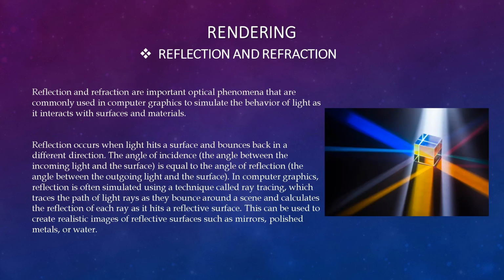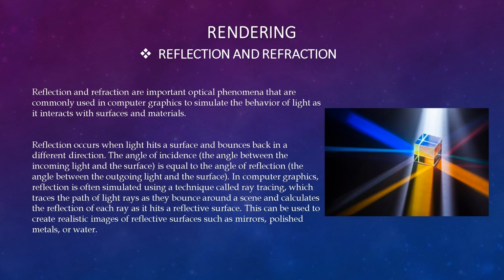Reflection and refraction are important optical phenomena that are commonly used in computer graphics to simulate the behavior of light as it interacts with surfaces and materials. Reflection occurs when light hits a surface and bounces back in a different direction. The angle of incidence, the angle between the incoming light and the surface, is equal to the angle of reflection, the angle between the outgoing light and the surface.